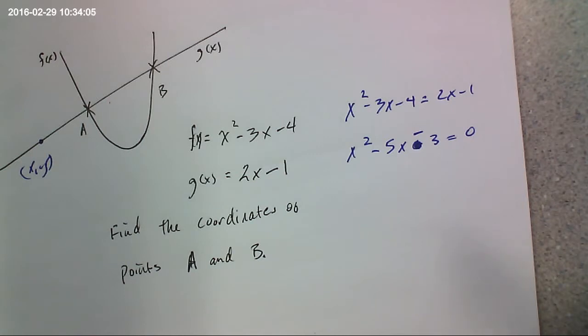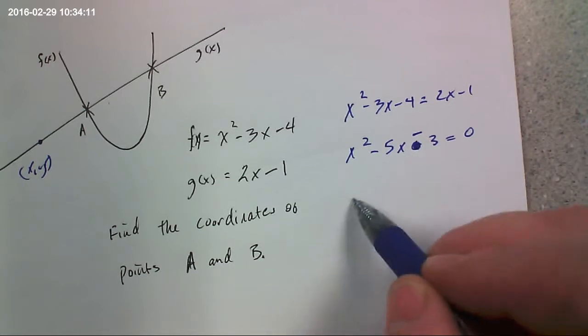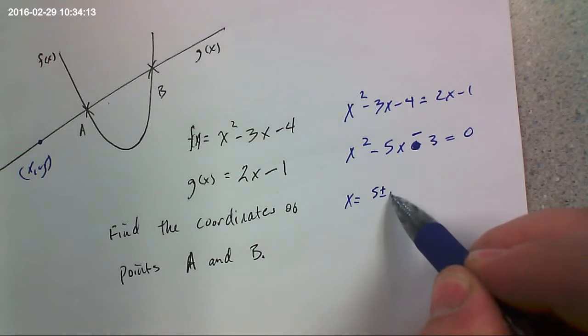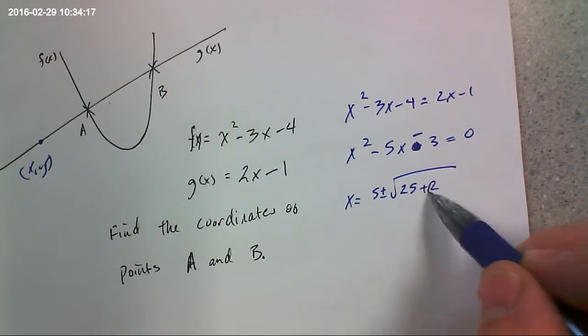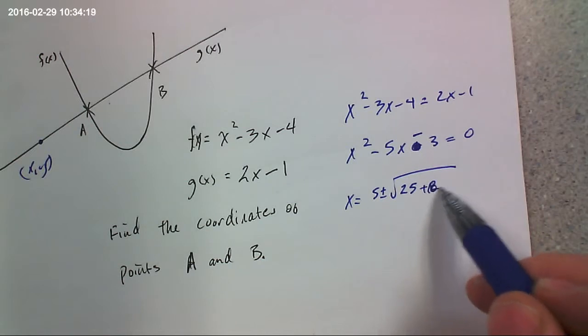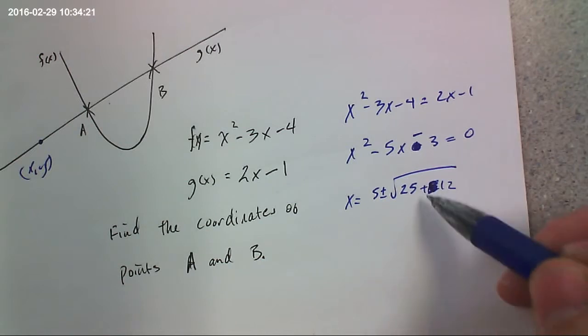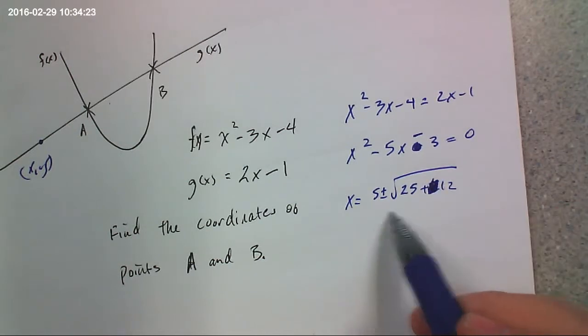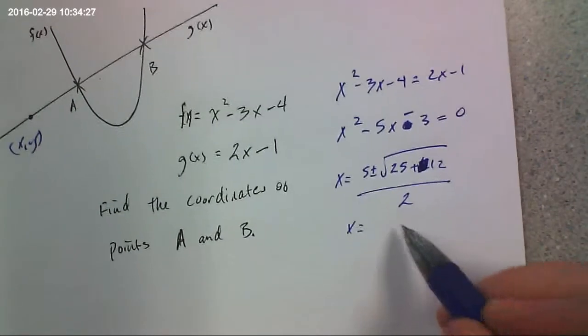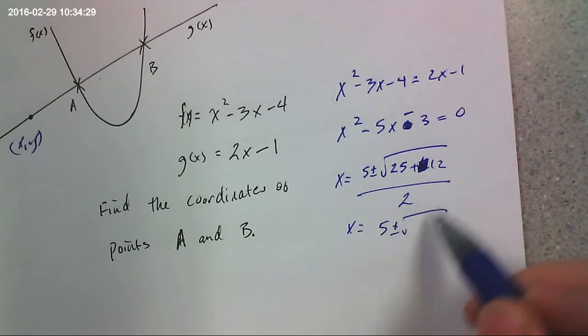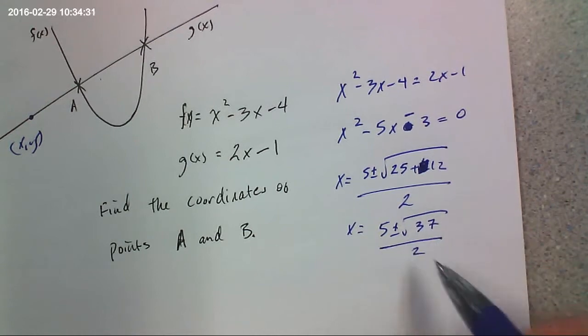What multiplies to 3 and adds to 5? Nothing. So then what? Quadratic formula time. 5 plus or minus the square root of 25 plus 12. That's supposed to be a 12. Divided by 2. So x equals 5 plus or minus the square root of 37, divided by 2. So that's just a little bit more than 6, right?